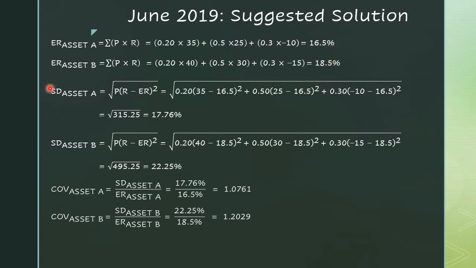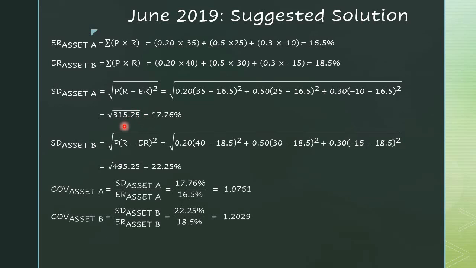Okay, and when you want to calculate the standard deviation for asset A, the formula is as follows. It is the square root of the sum of probability times the deviation, the return minus the expected return, and then don't forget to square. Do not forget to square. If you forget to square, meaning you write 0.20 times 35 minus 16.5 and forget to square, your answer will become 0. You will not get any figure.